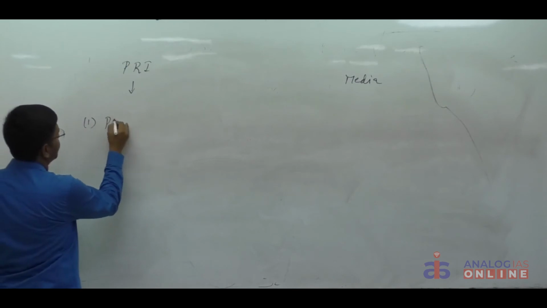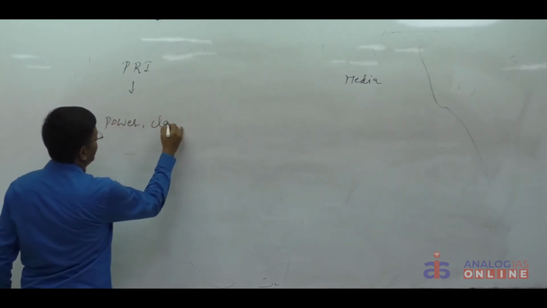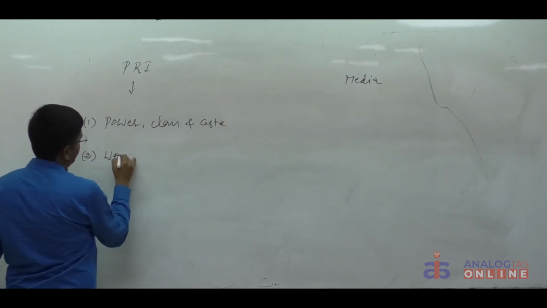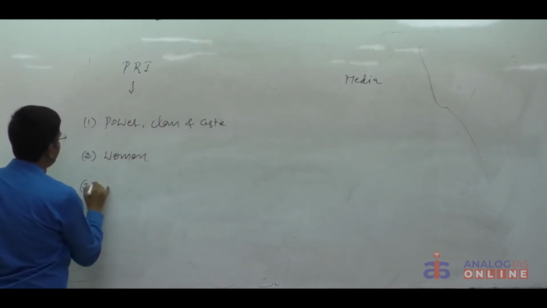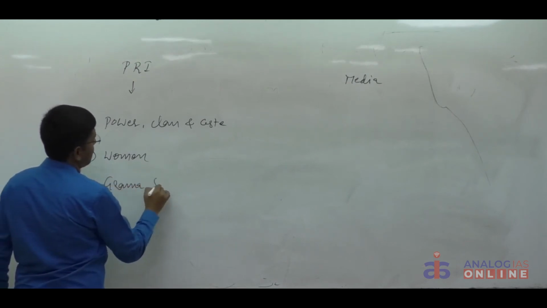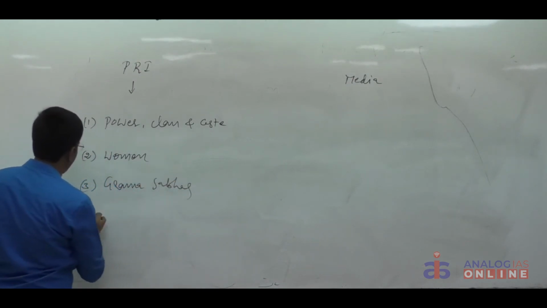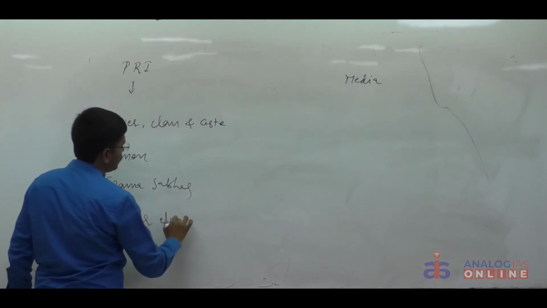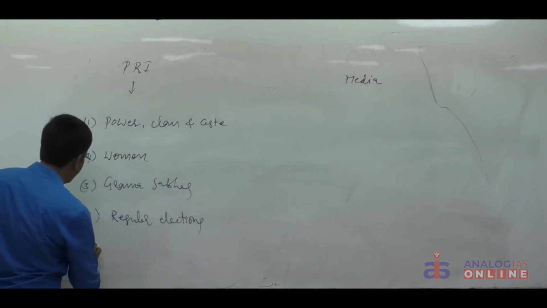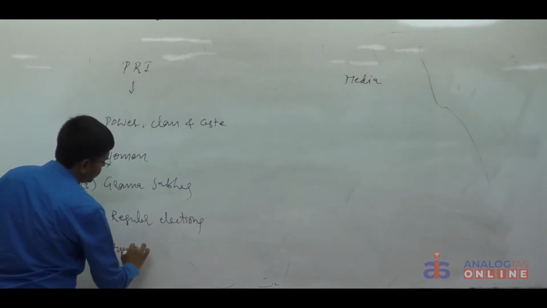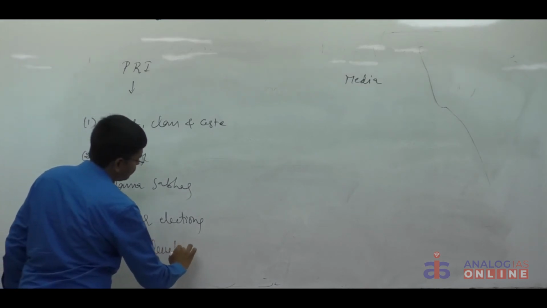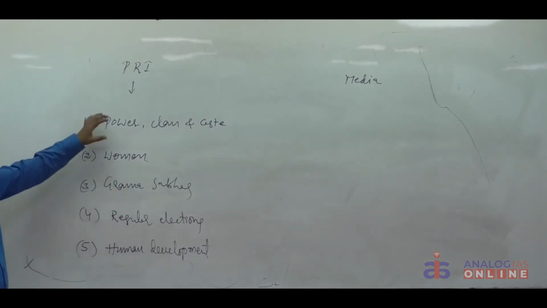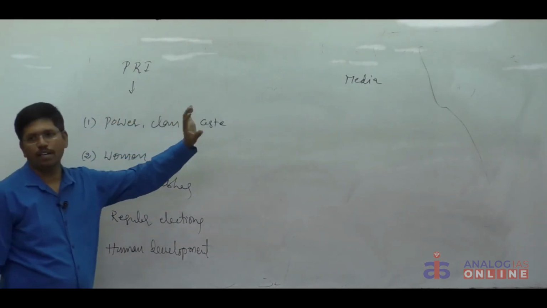One is with respect to power, clan and caste. Second one is women. Third one is Grama Sabhas. Fourth one is regular elections. Fifth one is human development. Okay. First one is issues of power, clan and caste.